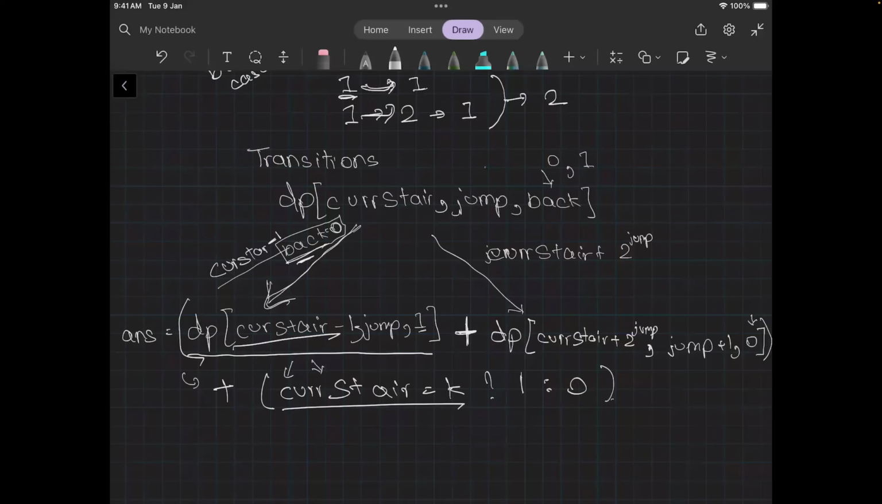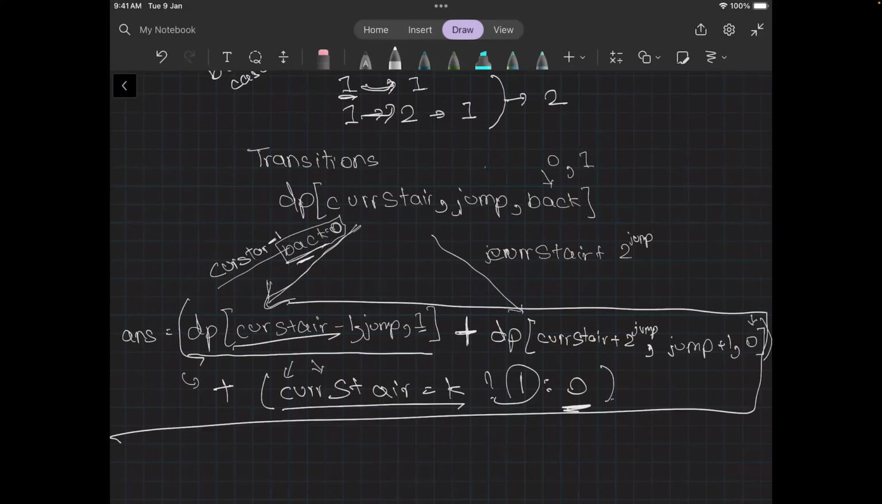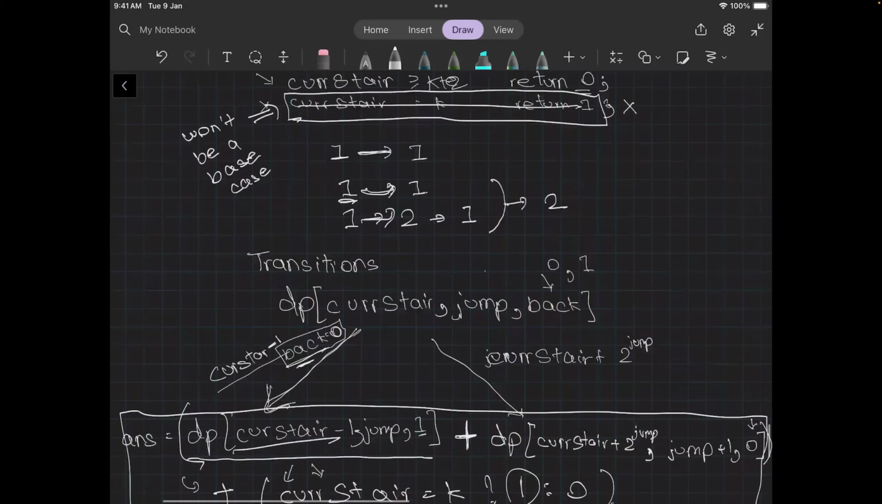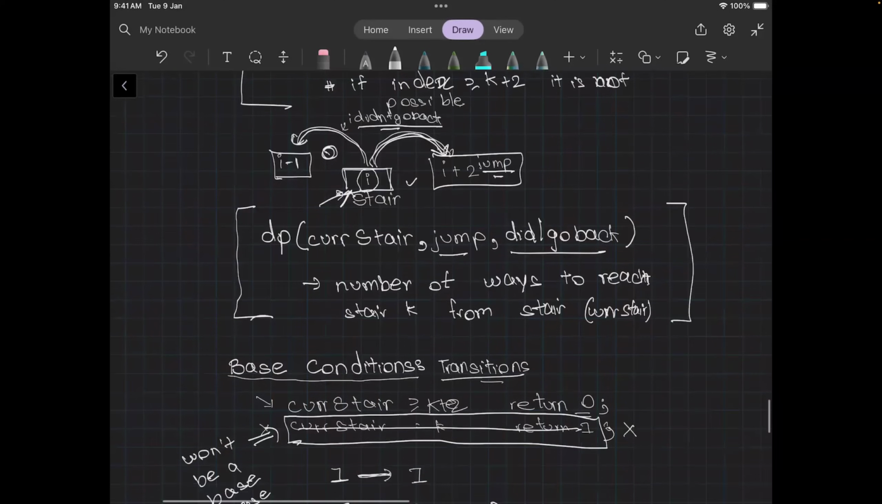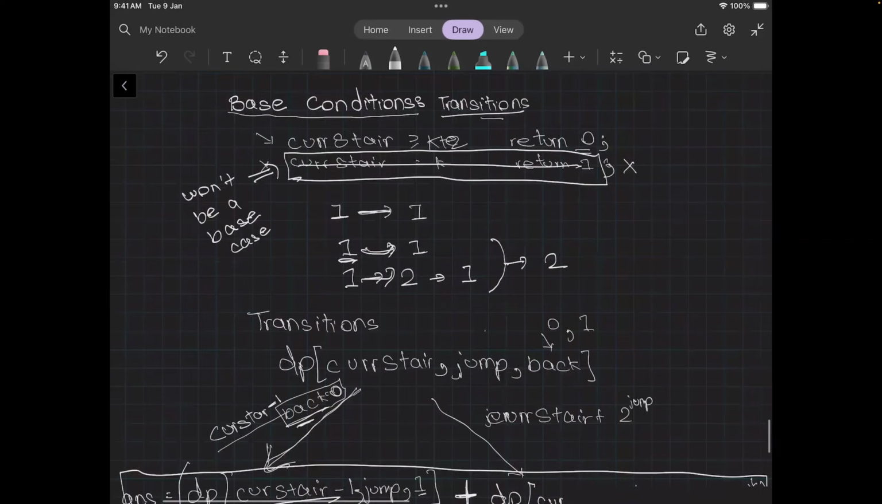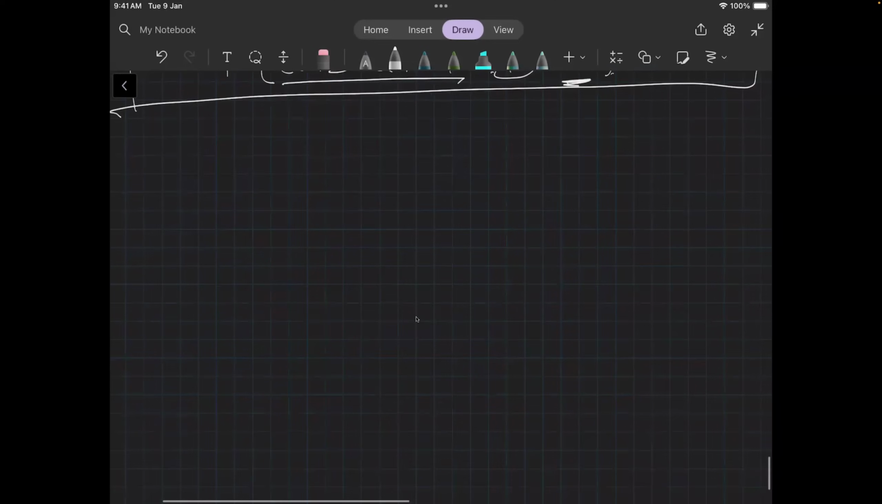Basically saying that if our current stair is k, we could have stopped here, right? So that it is one of the paths and we can just break. So this is our dynamic programming transition and these are our dynamic programming states. I hope this much is clear. If this much is clear, let me show you the code quickly and then I'll prove it to you all.